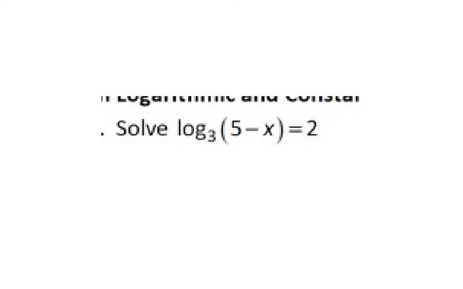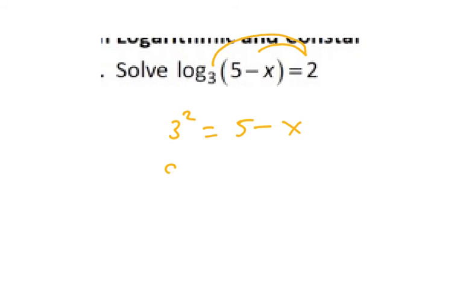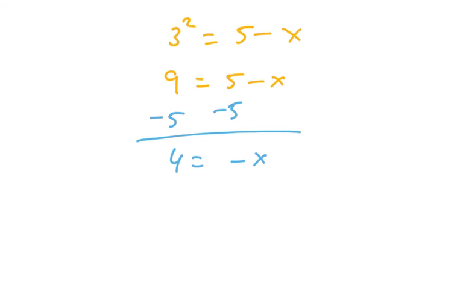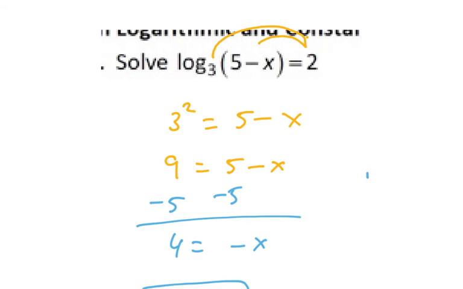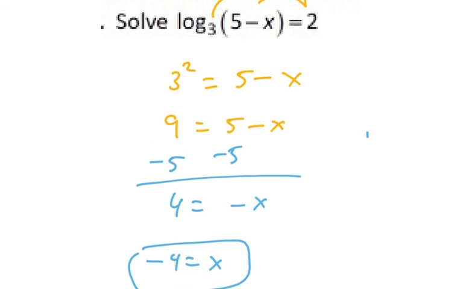Let's go to the next one. So back here, we're doing more of the same. We can claw it. We're going to get 3 squared equals 5 minus x. The goal is to get x by itself. So 9 equals 5 minus x. We'll go ahead and move the 5 to the other side. Negative 4 equals negative x, so 4 equals negative x, so negative 4 is x. And I always want to stress, you can always just plug it back in to make sure. And you really should, because if you get a negative inside the argument, you got a problem.